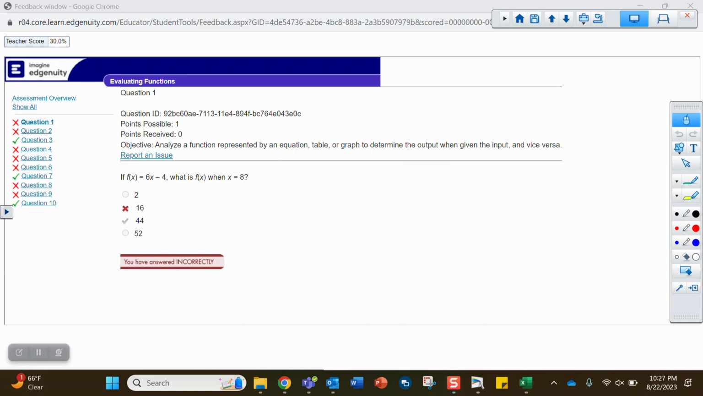Hey Lizzie, I have your quiz here, so let's go through the questions that you missed, and then you can try a retake. When you're evaluating functions, you're basically taking an input or an x value and trying to figure out what the output is.